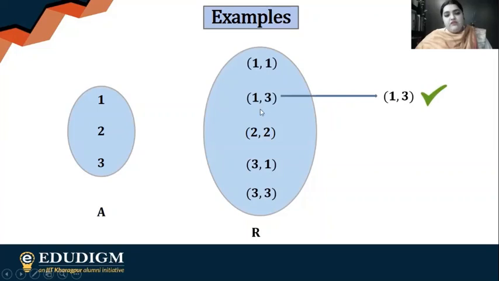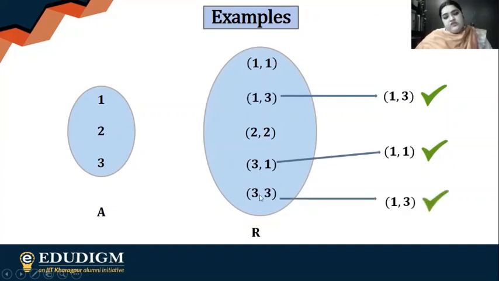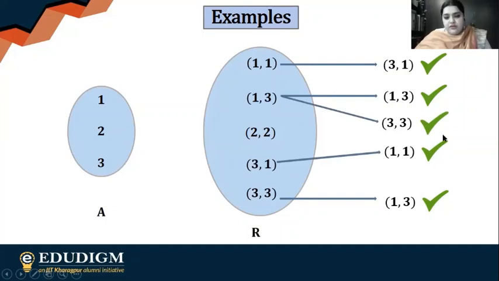So for (1, 1), (1, 3), we have (1, 3). Next for (1, 3), (3, 1), we have (1, 1). For (1, 3), (3, 3), we have (1, 3) again. For (2, 2), we don't have such elements starting with 2, so we don't check anything. For (3, 1), (1, 1), we have (3, 1). For (3, 1), (1, 3), we have (3, 3).